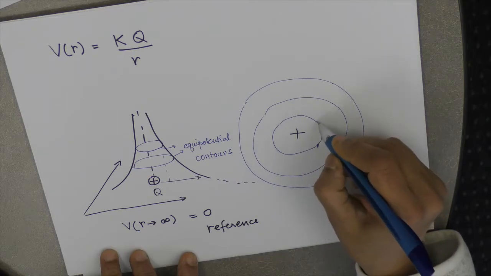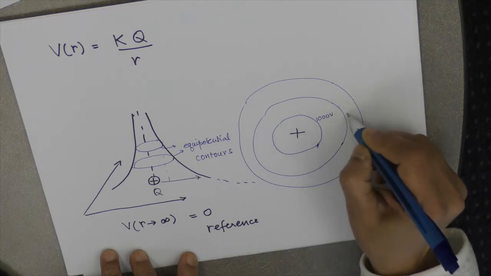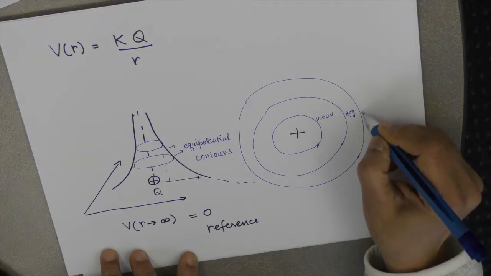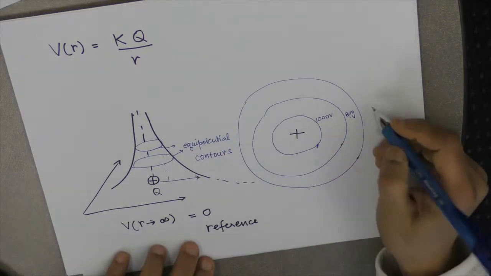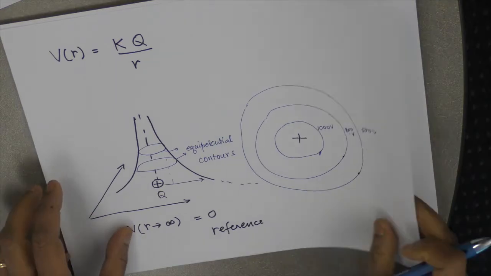The potential is constant along the circle, but as you step from one circle to another, the potential drops for a positive charge. So let's say this is 1000 volts. The next circle is, say, 800 volts. And the circle after that is, let's say, 500 volts, so the initial drop will be very fast, and so on.